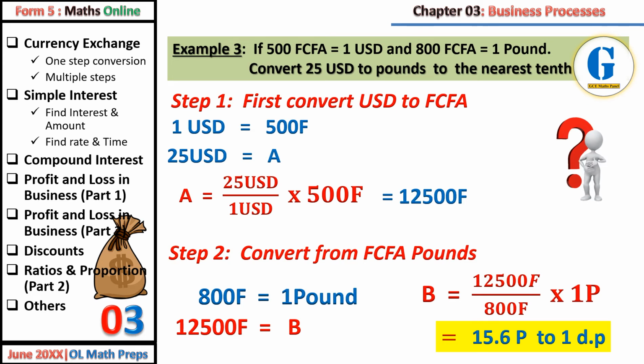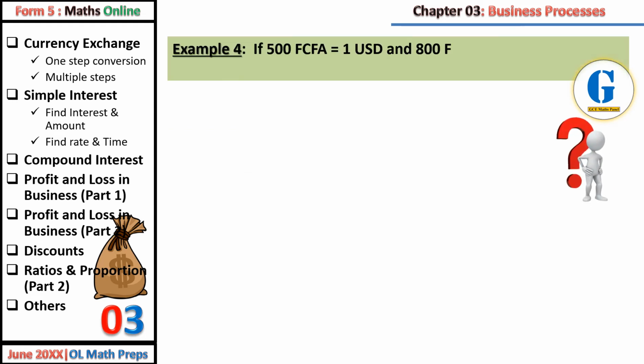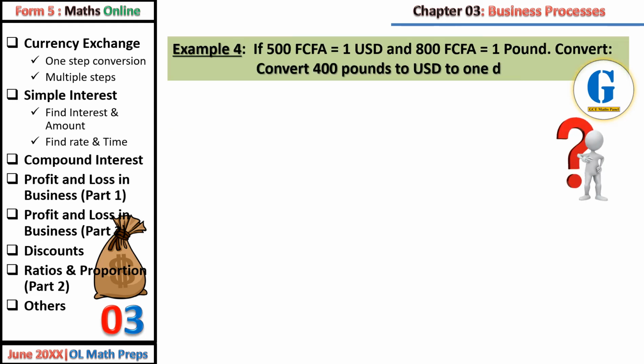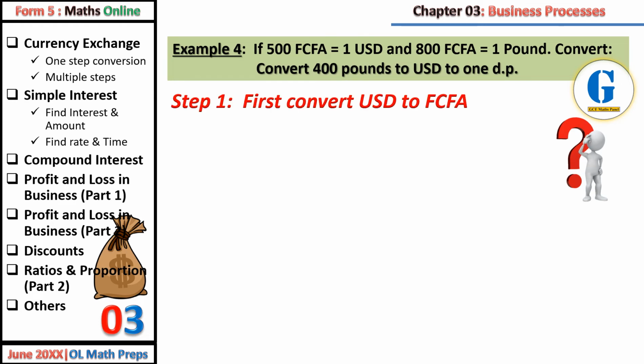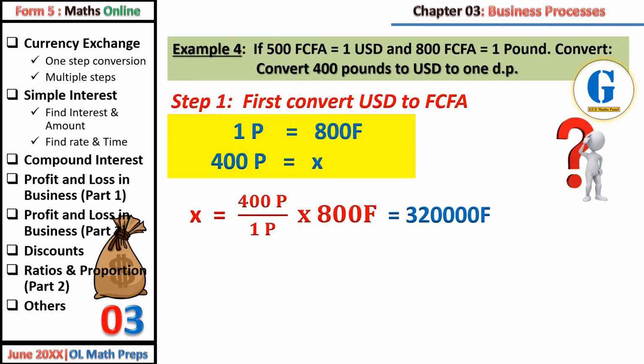And the fourth example, though not the last: if 500 francs equals 1 US dollar and 800 francs equals 1 pound, convert 400 pounds to US dollars to 1 decimal place. So the first step, like in the previous example, is to convert from pounds to francs, since francs is the common value that has been given for both currencies. And 1 pound equals 800 francs, therefore 400 pounds will be equal to X. This gives us a value of X to be 320,000 francs.